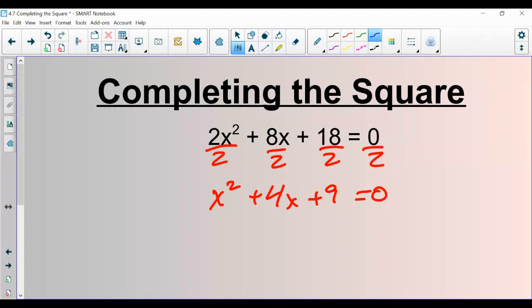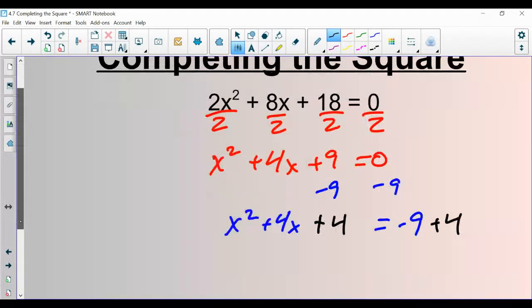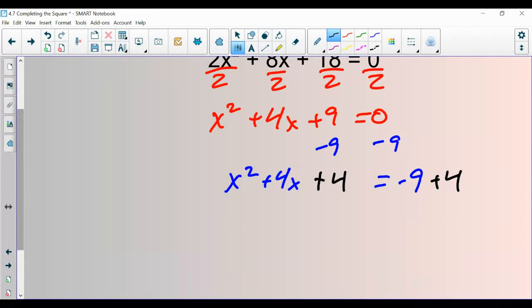Why don't you guys pause it here and try it. Remember, you want to pick the c term. It's not what I want it to be. So it's going to be x squared plus 4x is equal to negative 9. Now I'm going to pick the c term to be half of the b, and the b is currently 4, so half that would be 2, and square 2, that would also be 4. If I do it to one side, I have to do it to the other. The right side is going to be negative 5.